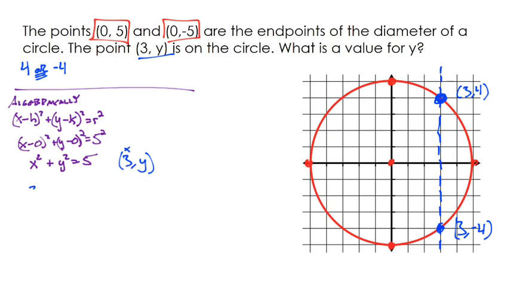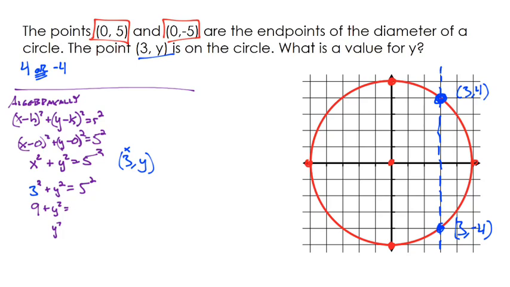And so what you could do is you could just substitute 3 into your equation and solve. And whenever I solve this, I should get the 4 and -4 that we got from our graph. Let's see. 9 plus y squared equals 5. Then I'm going to, something was about to go wrong there.